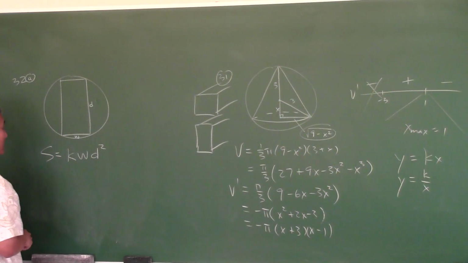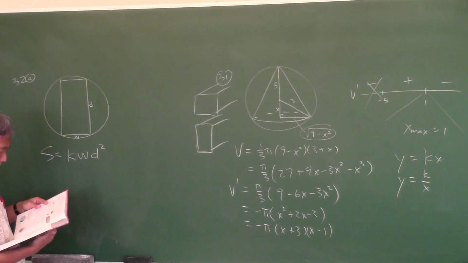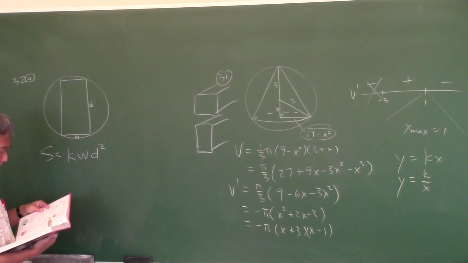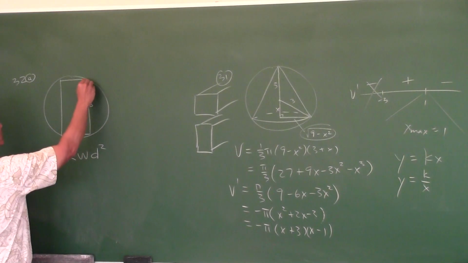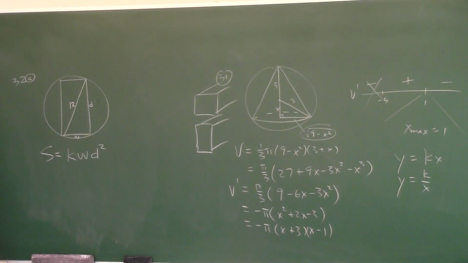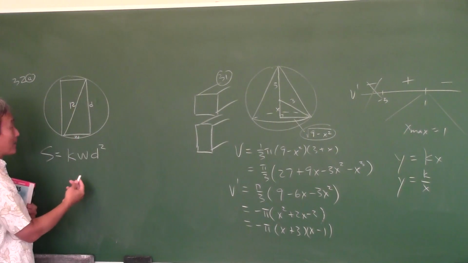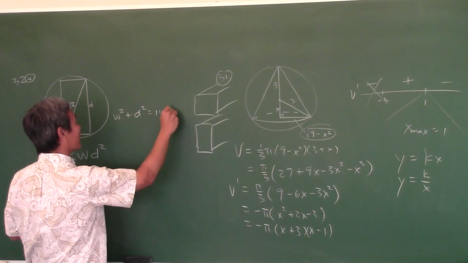Now look at this picture. It says, find the dimensions of the strongest beam that can be cut from a 12-inch diameter log. This is 12 inches. So what is the equation I can write? I need another equation. Look at that. It rhymes with Pythagorean Theorem. Look, you have a right triangle. Use the Pythagorean Theorem. W squared plus D squared is equal to 144.